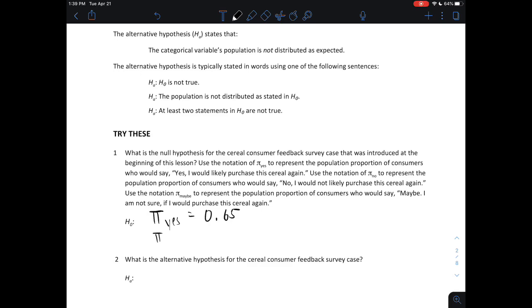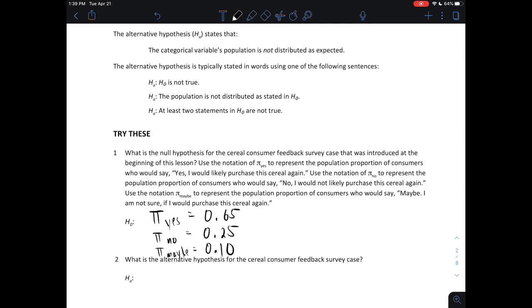The population proportion for those that say no would be 25%, which is 0.25, and then pi with a subscript maybe, that's the 10%, which is 0.10 as a decimal.